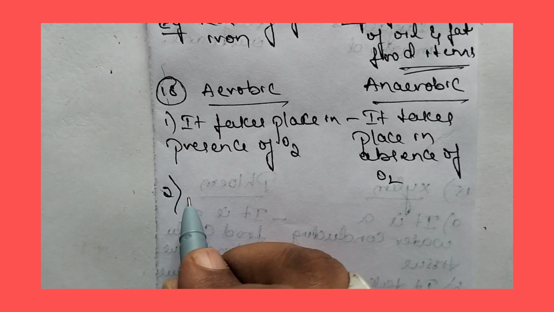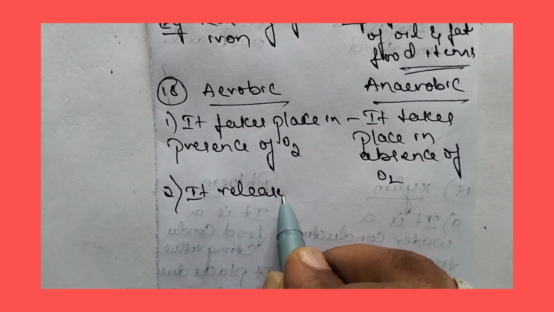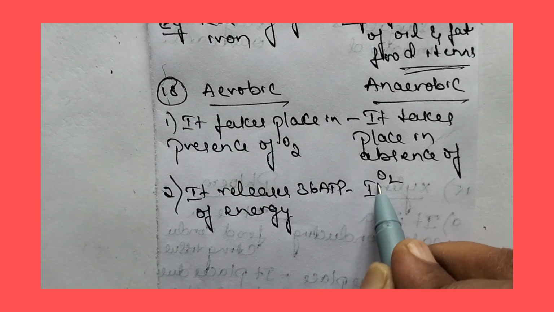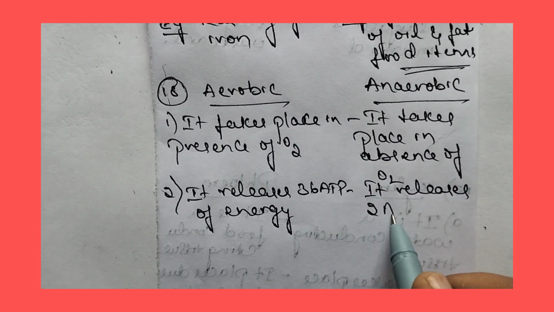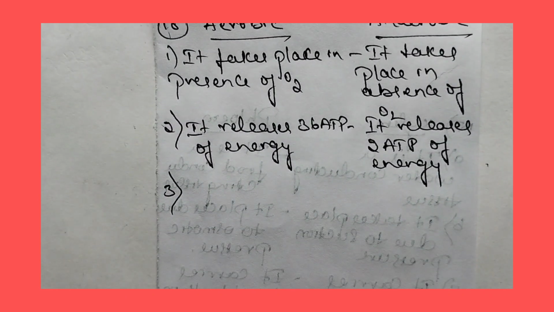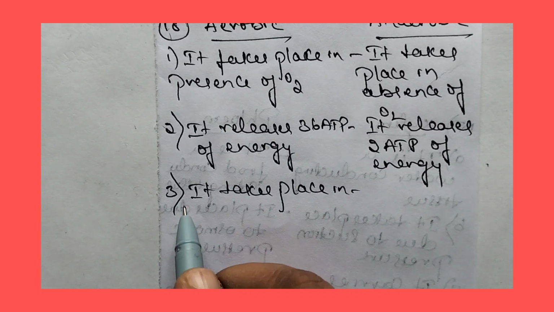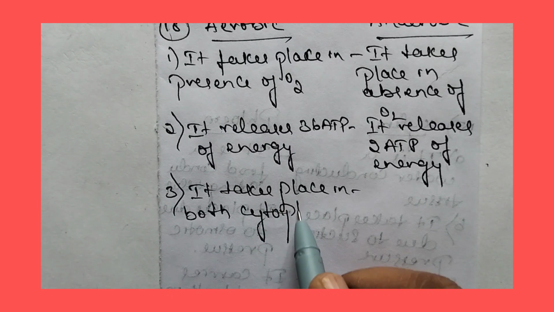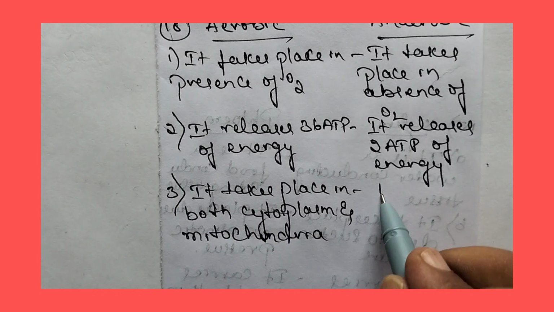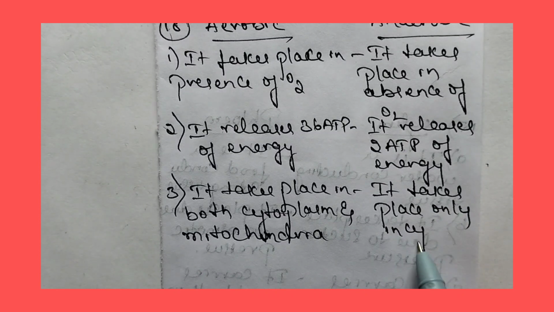Then coming to the second difference. Aerobic releases 36 ATP of energy. Anaerobic releases 2 ATP of energy. Then the third difference. Aerobic takes place in both cytoplasm and mitochondria. Anaerobic takes place only in cytoplasm.